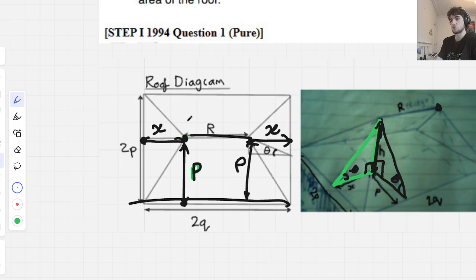So we know that those two sides with lengths h and x are perpendicular, and the same is true for the sides with length h and p. So if we consider those triangles, we want to find the length of the roof ridge.